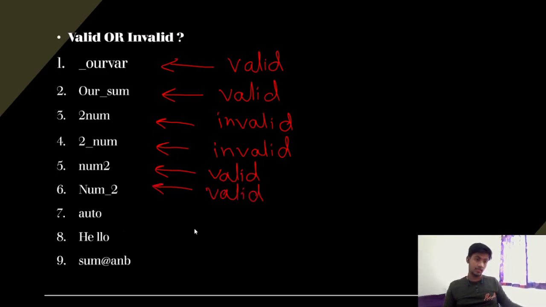Now the next one is auto, so this is a keyword. As we talked about, there are some reserved keywords in C, and auto is one of them. Auto is one of the 32 keywords, so this will be invalid. We cannot use it as an identifier.